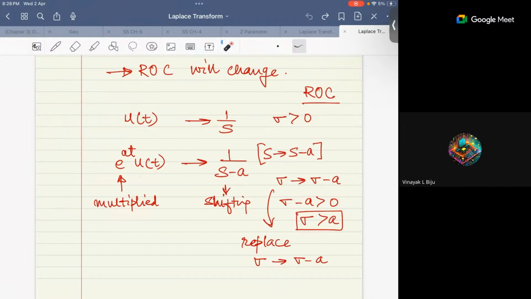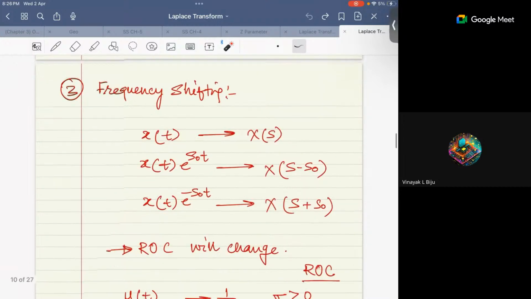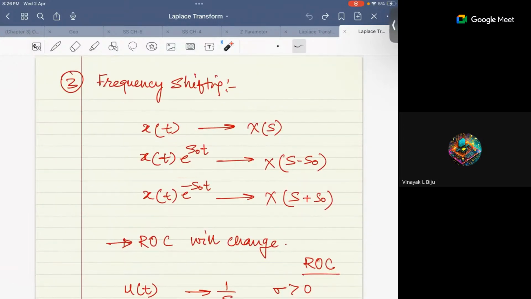Or you can use the frequency shifting property that we have dealt with. If you are multiplying anything by e to the power s naught t, here it is e to the power at, what will happen here? S becomes s minus a. Correct, this is what happened. And what will be the change in the ROC? Sigma will get replaced with sigma minus a.